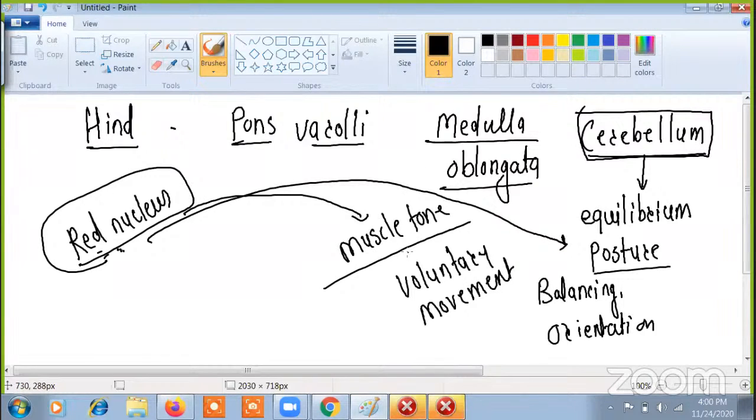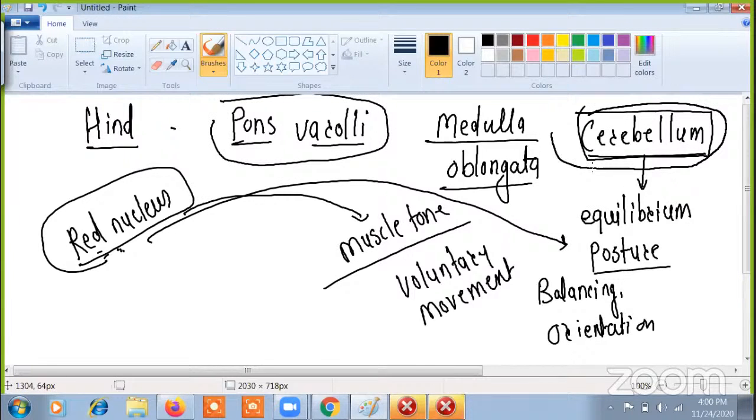So today we have learned about the first part, the midbrain. In detail we have discussed the midbrain, and we are now discussing the hindbrain. In the hindbrain we have discussed the pons varolii and the cerebellum. In tomorrow's lecture we will continue this, and we will discuss the medulla oblongata and all its functions.